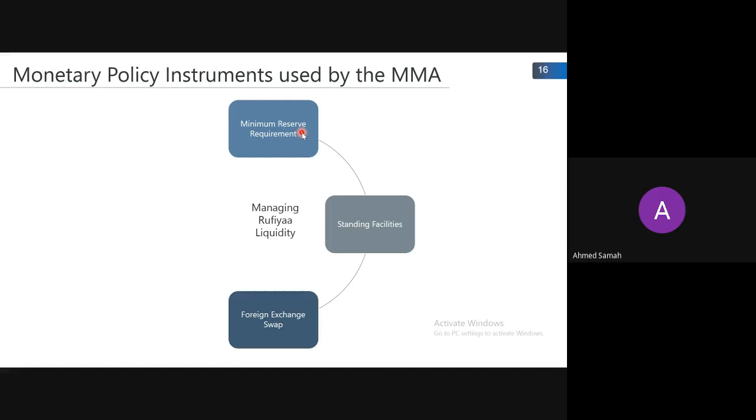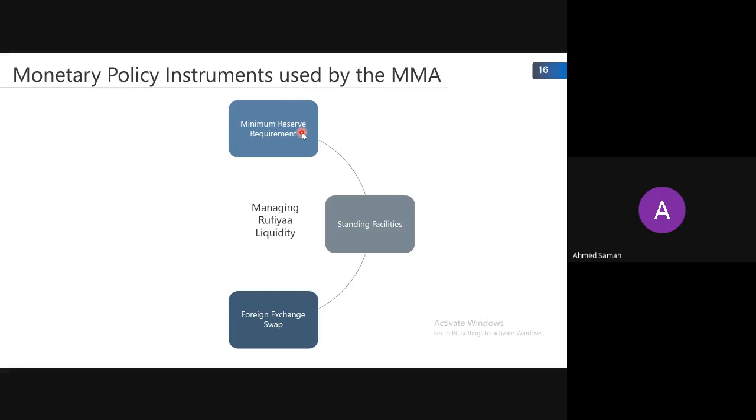We will agree on a date, and on that date we will exchange it back at the given rate. So when a commercial bank approaches the MMA with a rupiah shortage, they exchange with the MMA at an agreed rate.